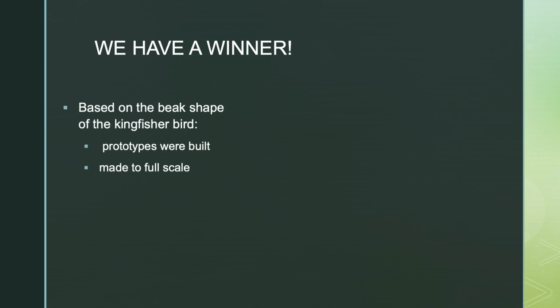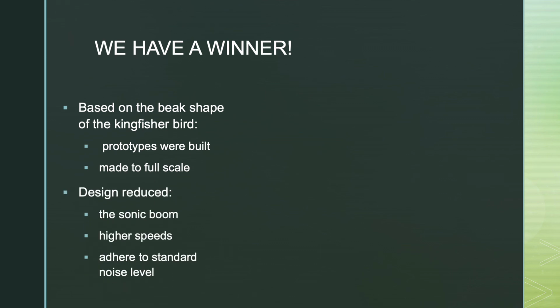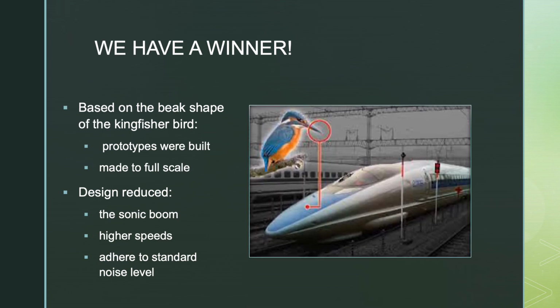All the tests confirmed that the kingfisher bill was indeed the most efficient of all those tested. Refined prototypes were built and ultimately made to full scale for test runs on the tracks. The design reduced the sonic boom effect, allowed the train to run at higher speeds, and still adhere to the standard noise level.